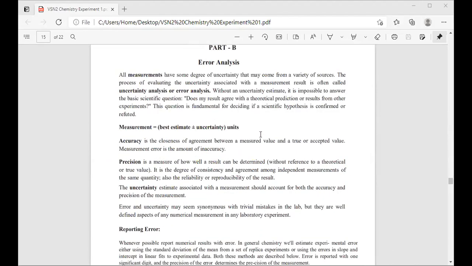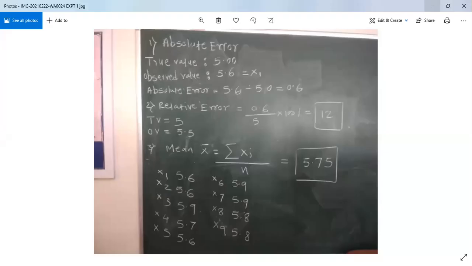Now the second part is you have to calculate the error in the experiment. There are two types of error, absolute error and relative error. I'll explain absolute error with the help of a calculation. So I will share. Is it visible to everyone? Yes, ma'am.